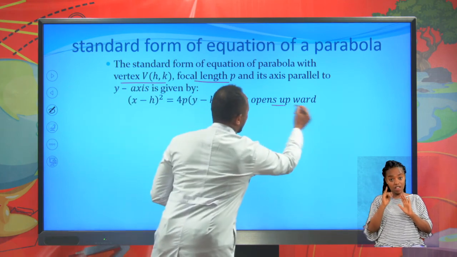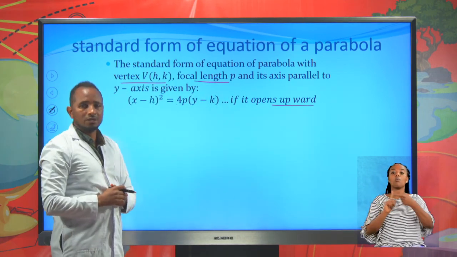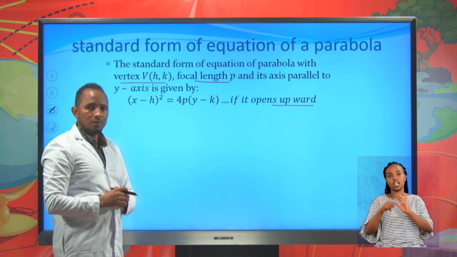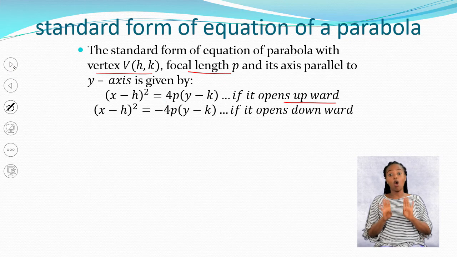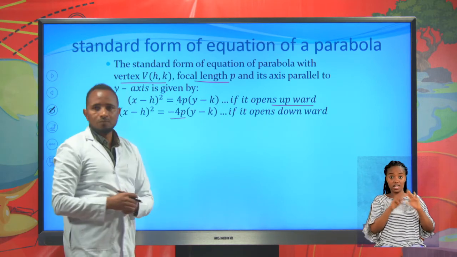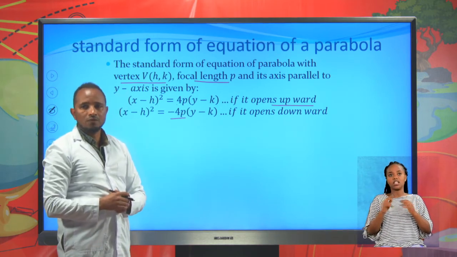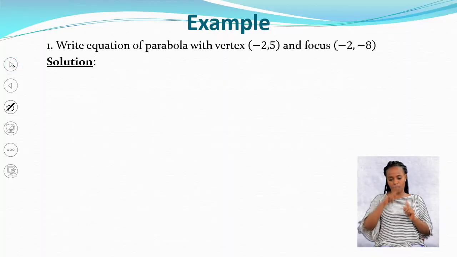If it opens upward, this part becomes positive, and the equation is x minus h whole squared is equal to 4p times y minus k. If it opens downward, the equation will be x minus h whole squared is equal to minus 4p times y minus k. So now let's see an example.